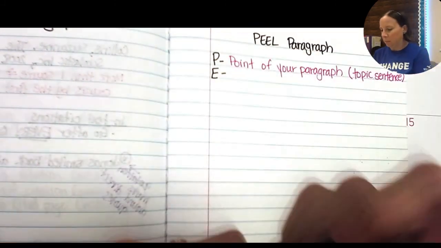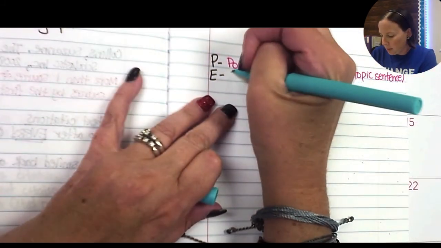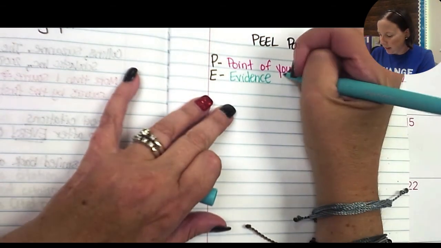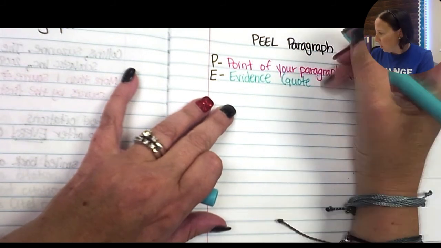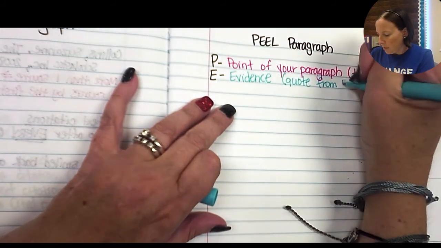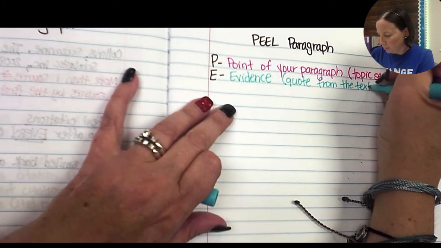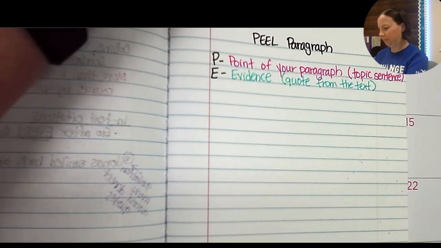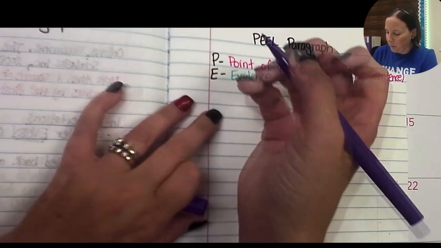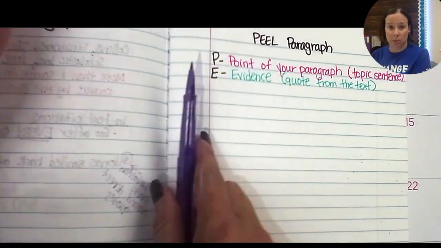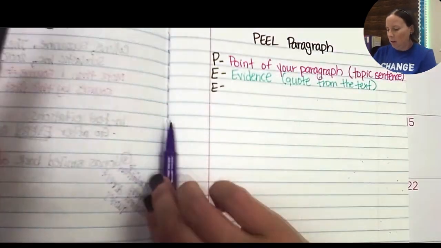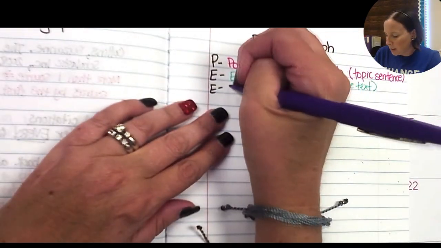Okay, your next letter is the first E. This is going to be your evidence, okay, which is a quote from the text, okay, which once again in the example I will explain. Okay, oops, almost did that in the wrong color. Okay, so next is the next E, which is called your explanation.